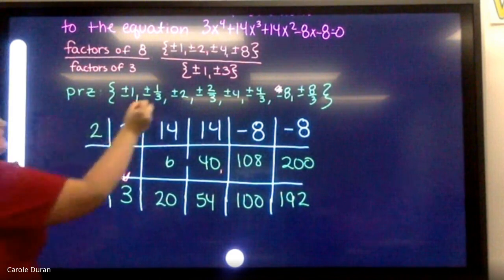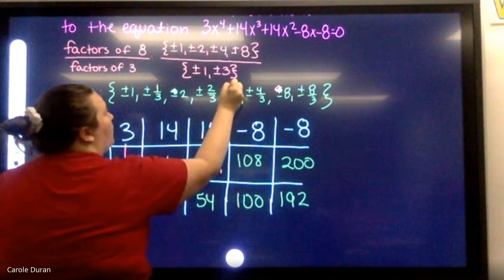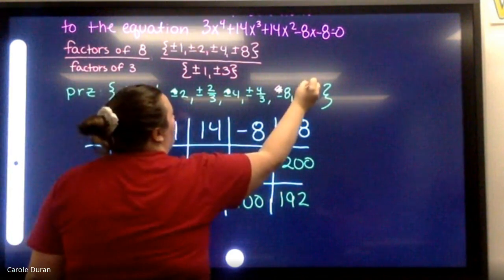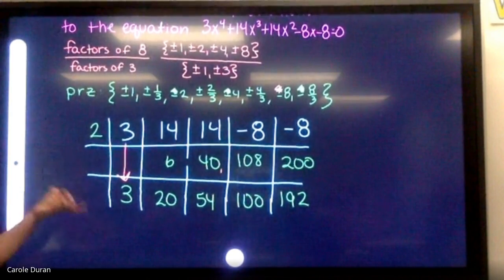So even though positive 2 didn't work, it is an upper bound, which means positive 4 is not going to work. And positive 8 over 3 is also not going to work because those were all positive numbers that were bigger than 2. Because 2 came out to be an upper bound for this.